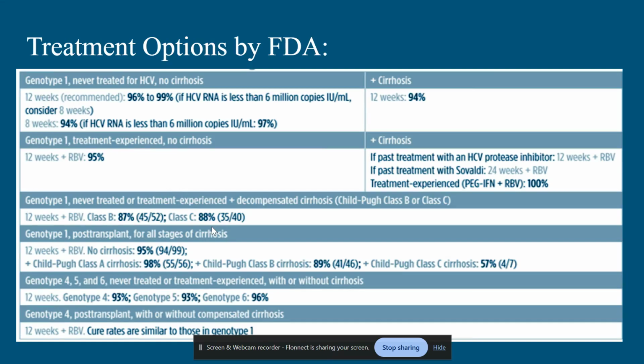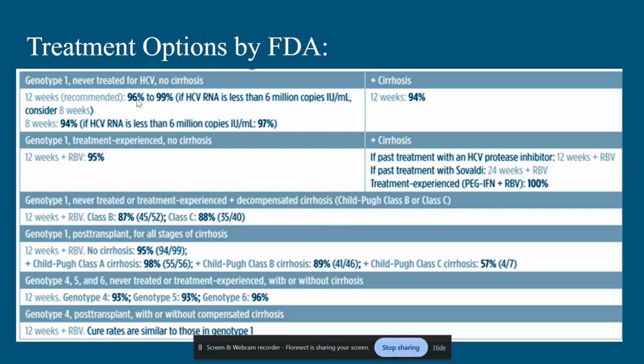So there are some treatment options that are recommended by the FDA, and it also shows the percentage of cure. I can tell you this one, genotype 1, for the naive patient with no cirrhosis, we can give for 12 weeks. If we give for 12 weeks, that is recommended, then 96 to 99% are cured.